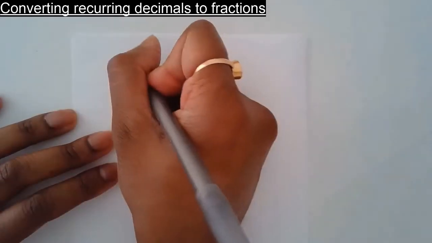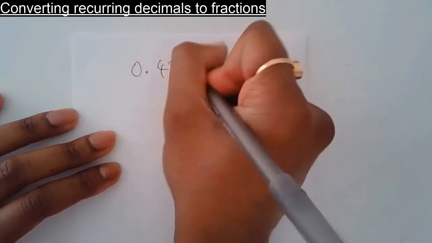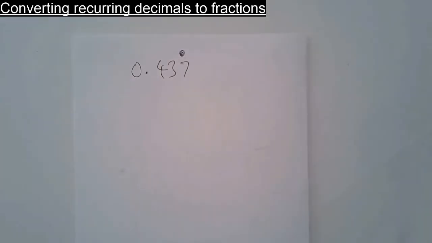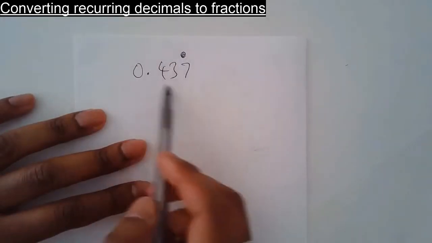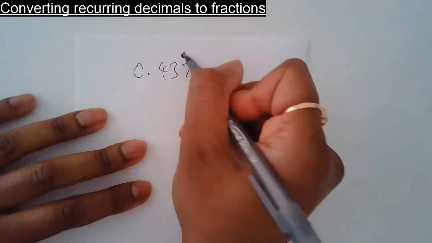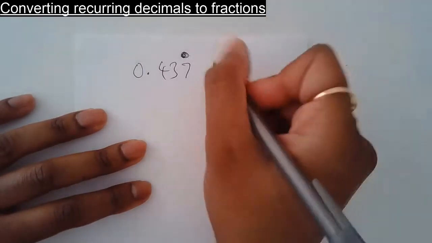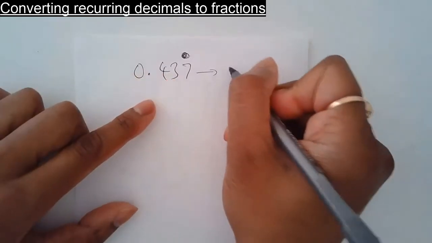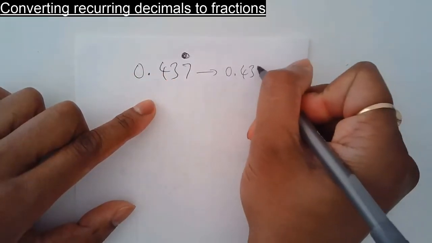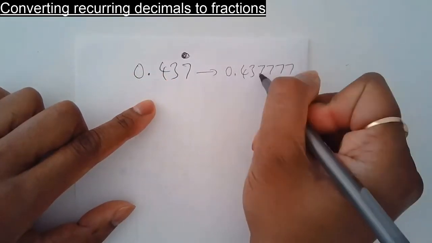I'm going to convert this into a fraction. This is a recurring decimal. That dot there, it's not a decimal point. It signifies that the 7 is going to reoccur over and over again. So what that looks like is with the 7 recurring, it keeps on happening all the time.